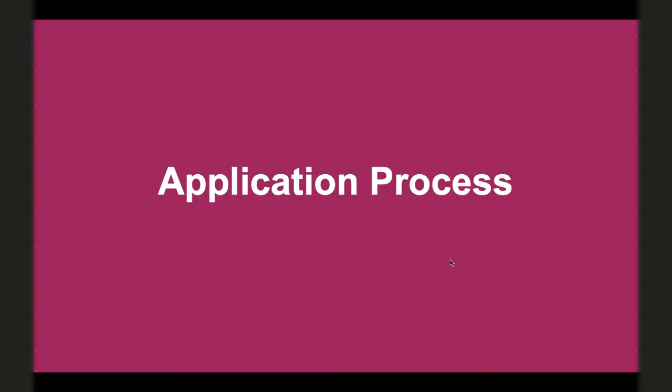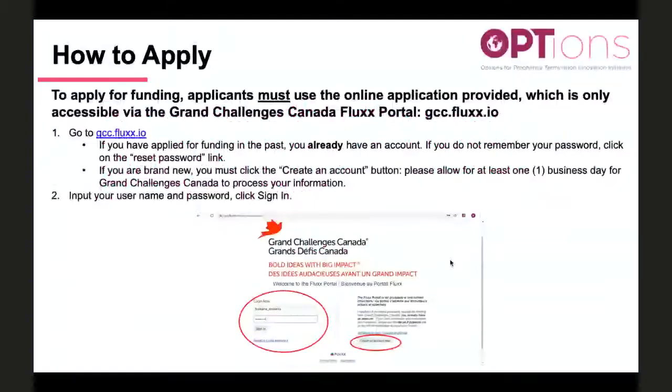We'll move on now to an overview of the application process. And again, all of this information can be found in the RFP. So you can find all these details there, but hopefully some of these images will help walk you through how our portal works. You must apply through the Flux portal, which is our application portal. We cannot accept applications via email. We can only accept applications that come through this portal.